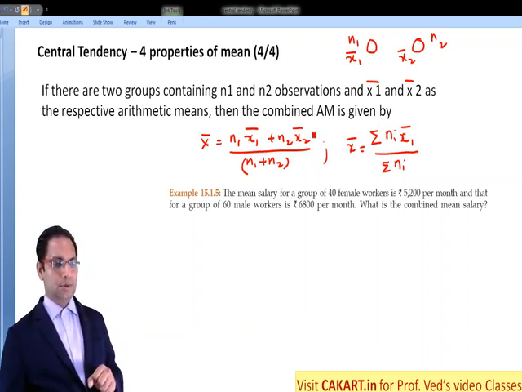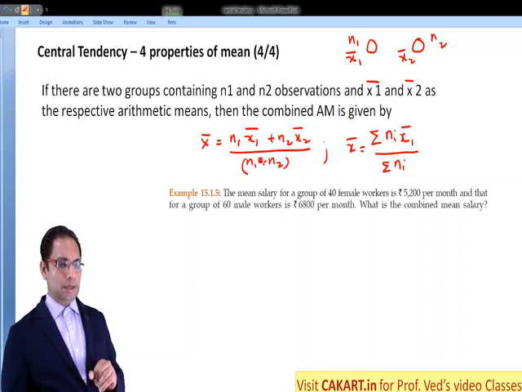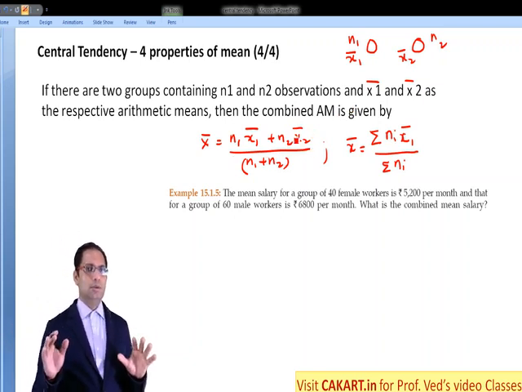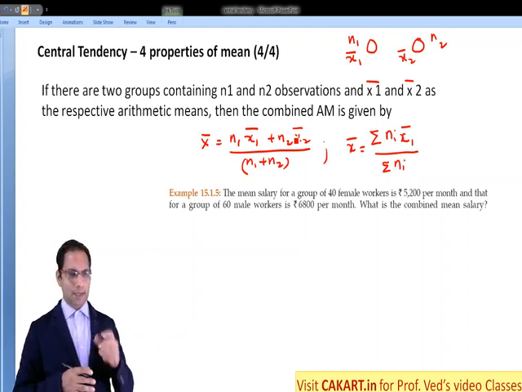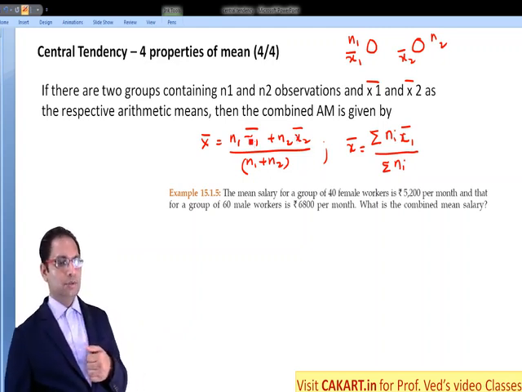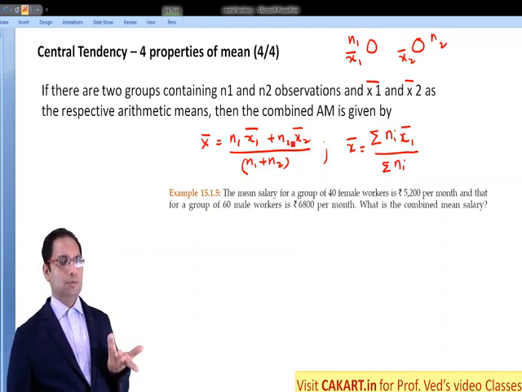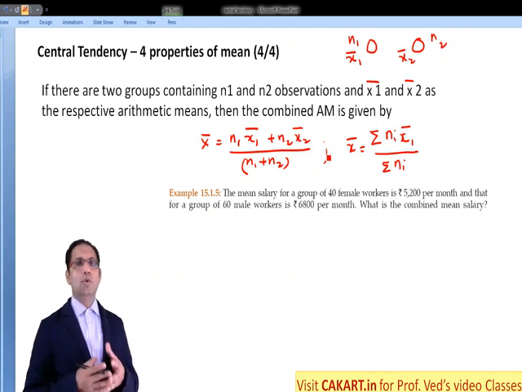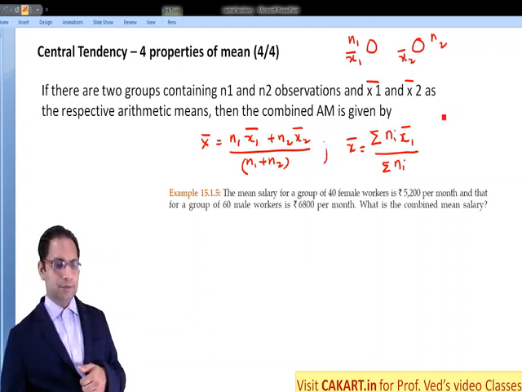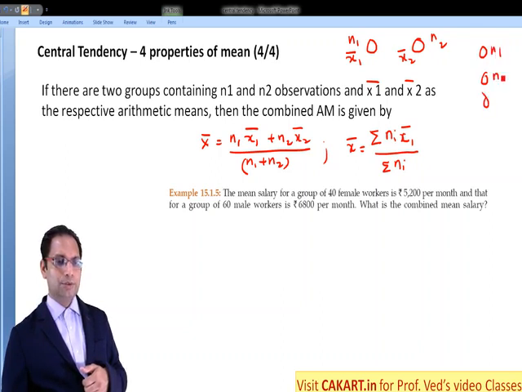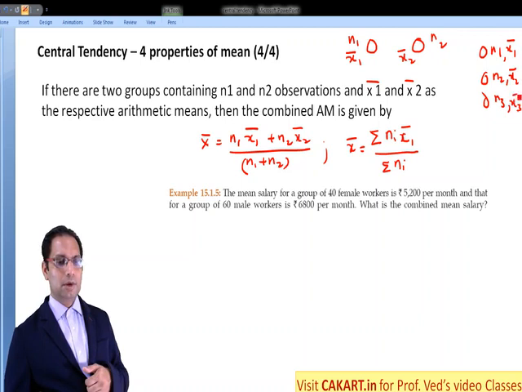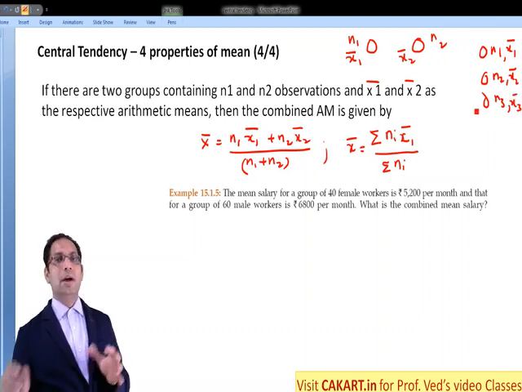group. And after that, you divide with the total number of observations. As simple as that. So n1 x1 bar plus n2 x2 bar divided by n1 plus n2. If there are more such groups, let us say there are three groups, with n1 observations, n2 observations, n3 observations, and x1 bar is the arithmetic mean, x2 bar is the arithmetic mean, x3 bar is the arithmetic mean, then what is the combined arithmetic mean?